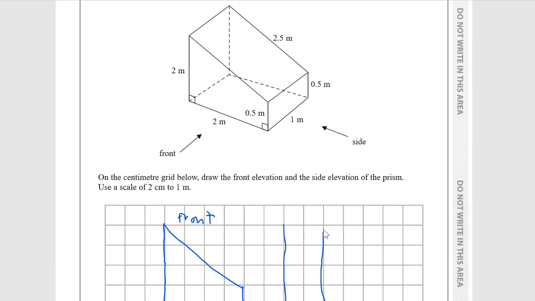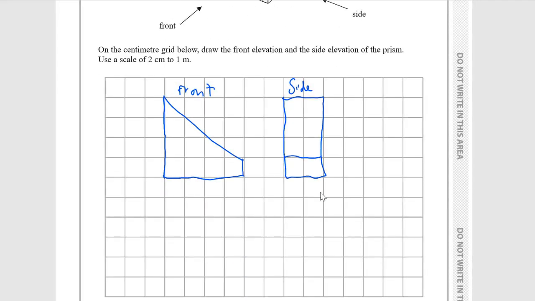So drawing the side now. So this is 0.5. So again, half. So there we go. That's the side. Again, make sure you draw your straight lines.